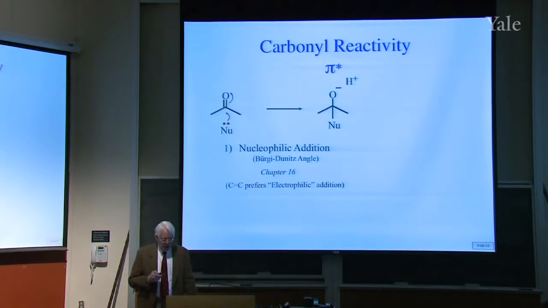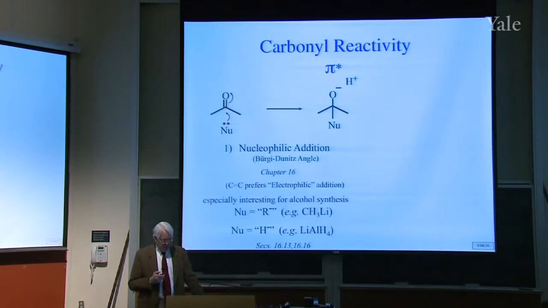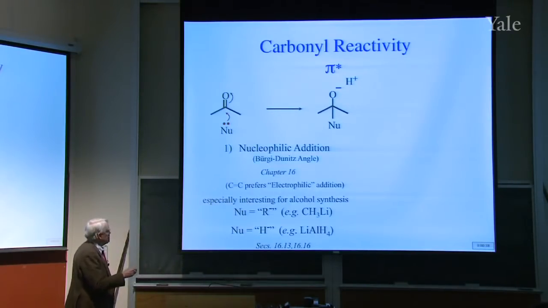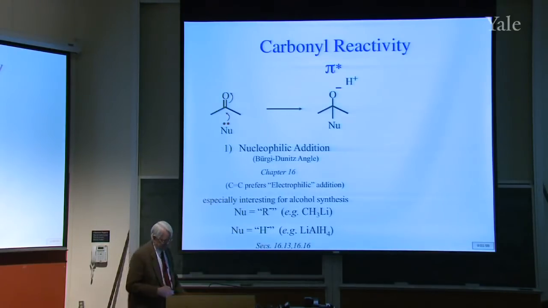So then you bring a proton on and you get an alcohol. And especially interesting alcohols that will be discussed in chapter 16 are ones where you form a new bond to R, where the nucleophile is an alkyl group. For example, methyl lithium has that property, and we talked about that some last semester. Or where the nucleophile is H minus, as in lithium aluminum hydride. So here are some sections that talk about that. And again, we'll talk more about this.